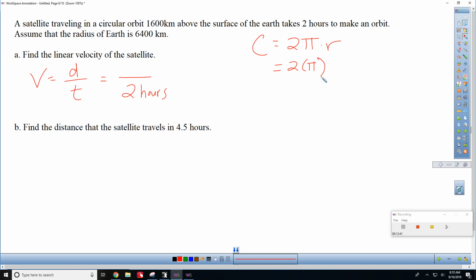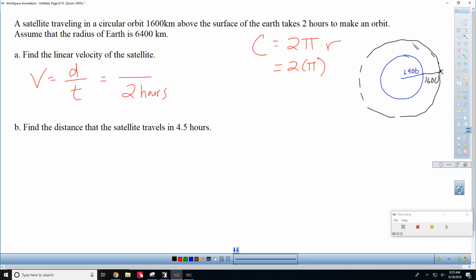All right, now what we have here is the Earth. Here's the Earth. This is 6,400. But here is the satellite, and that is an additional 1,600. And there's the path that the satellite's taking. So what is the radius of the satellite? It's 6,400 plus 1,600. It's 8,000.